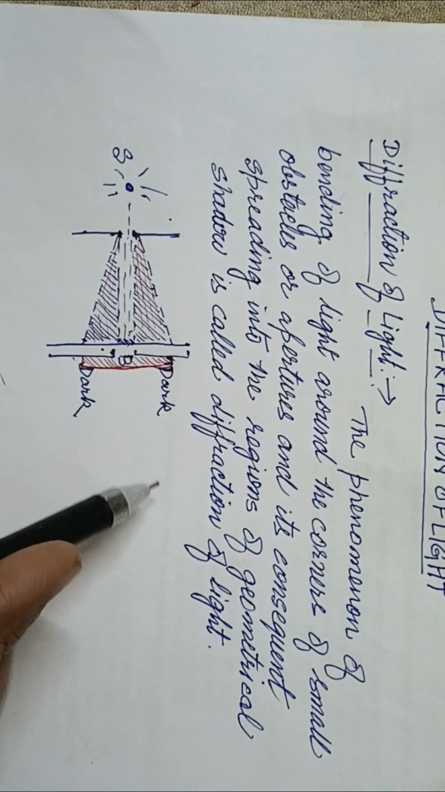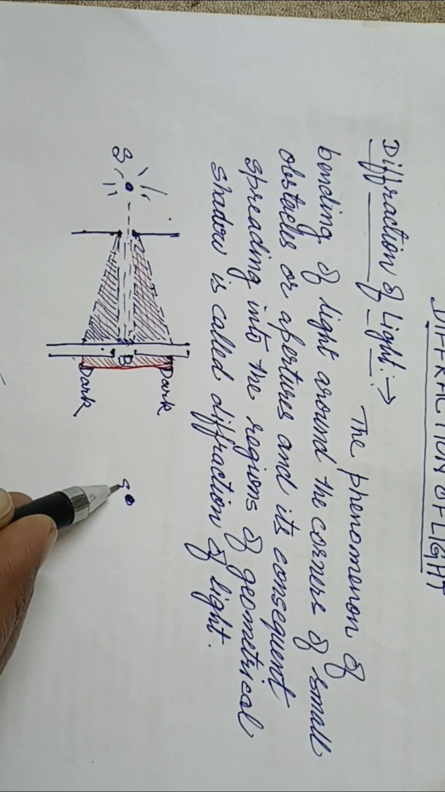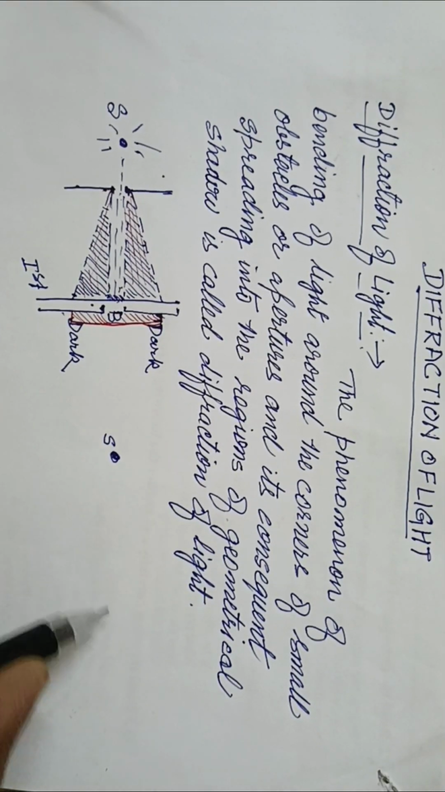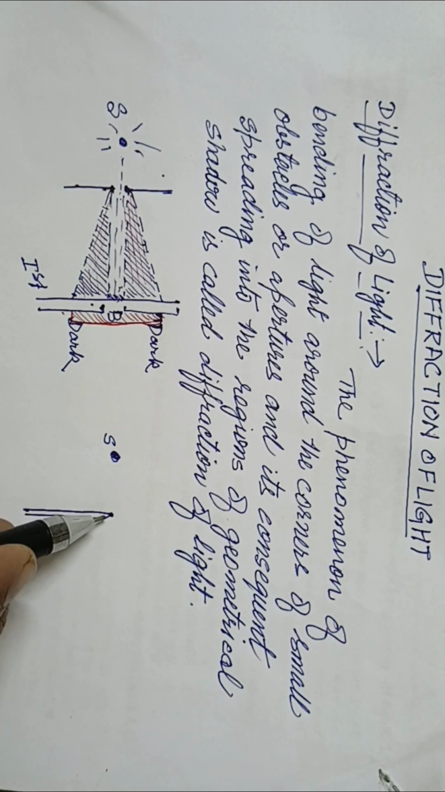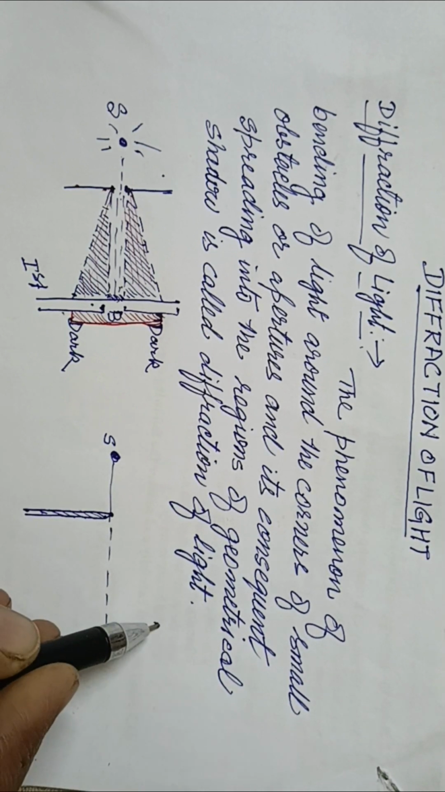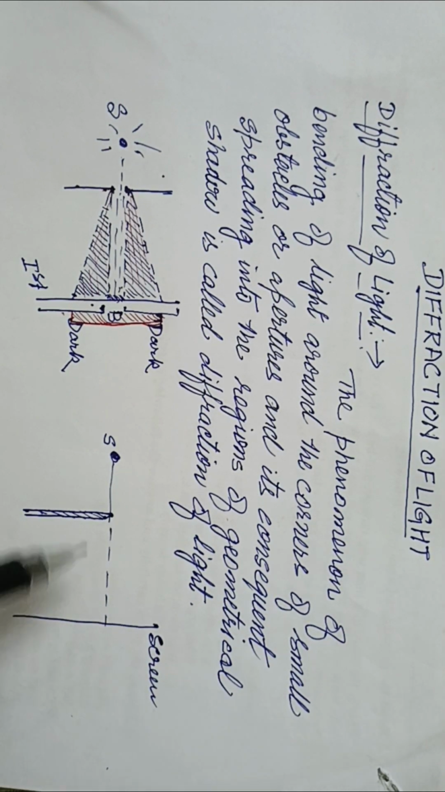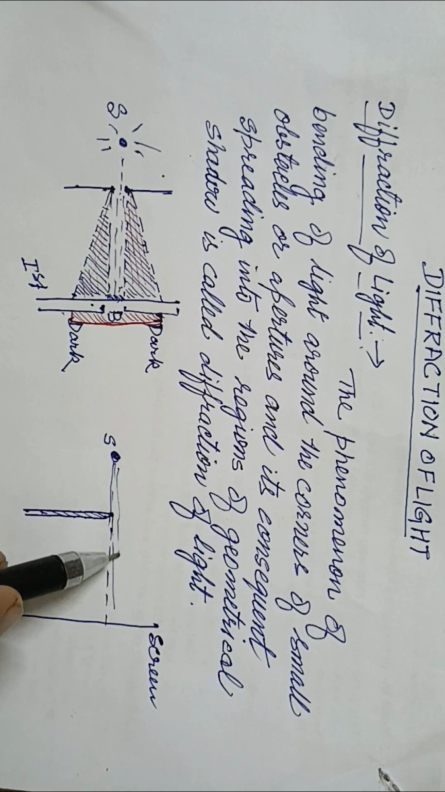Suppose the light source is here, one light source is here. This is the first example, and now another example. Suppose I have put an obstacle over here like this, and this is the screen, so light will go straight, and you will get a shadow like this.